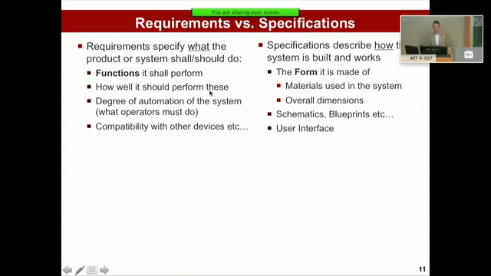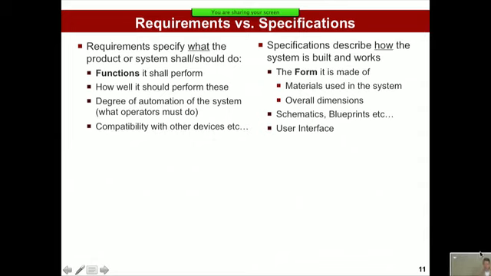And then specifications are about how the system is built and how it actually works. So the form: the materials that are used, the dimensions, schematics, blueprints, the details of the user interface. Those are all specifications.